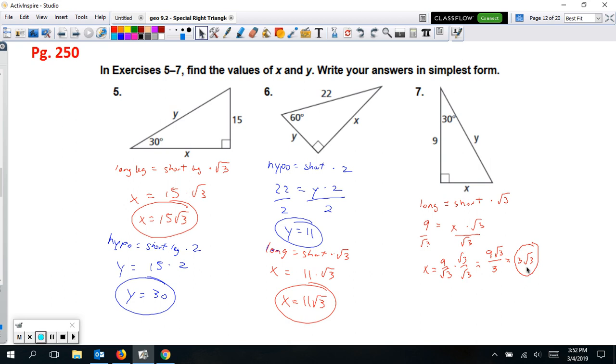So now that we know the short leg, we can now use that to find the hypotenuse. So we'll use the hypotenuse equals short leg times 2. So we're going to say, okay, y equals the 3 square root of 3 times 2. And when we multiply here, we can multiply the number on the outside with the 2. 2 and 3 can multiply and get 6 square root of 3. And there's our answer for y, 6 square root of 3.